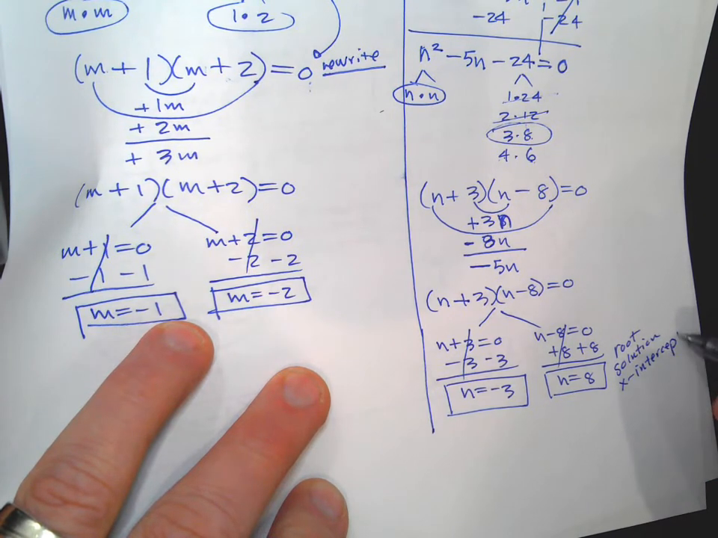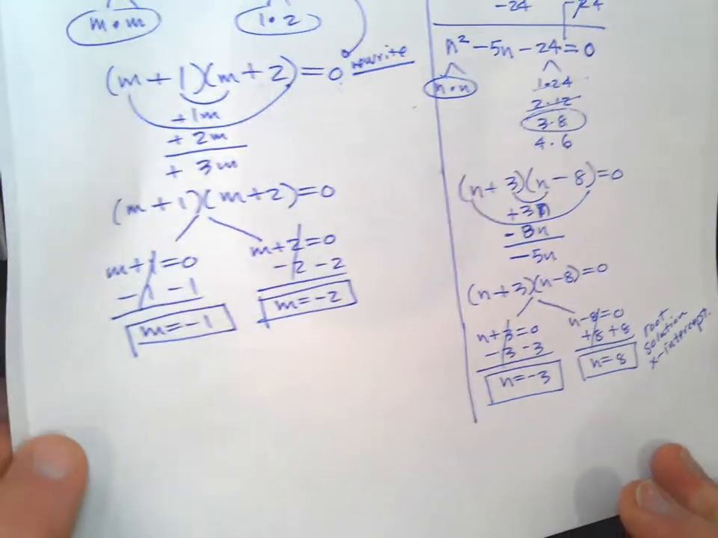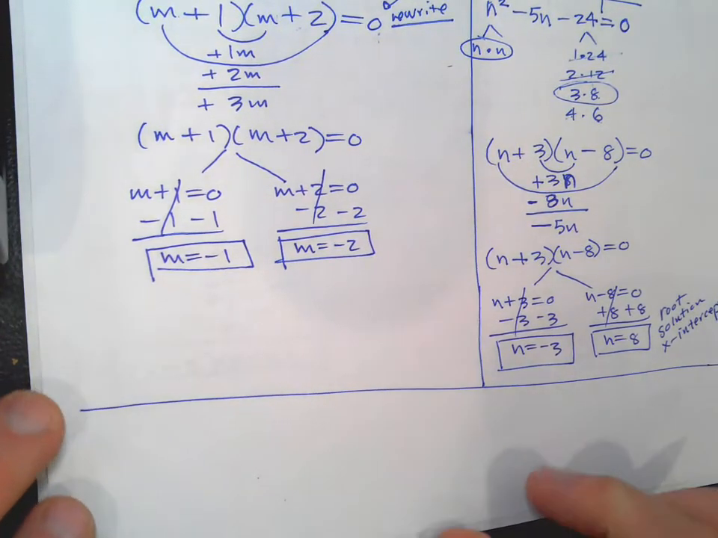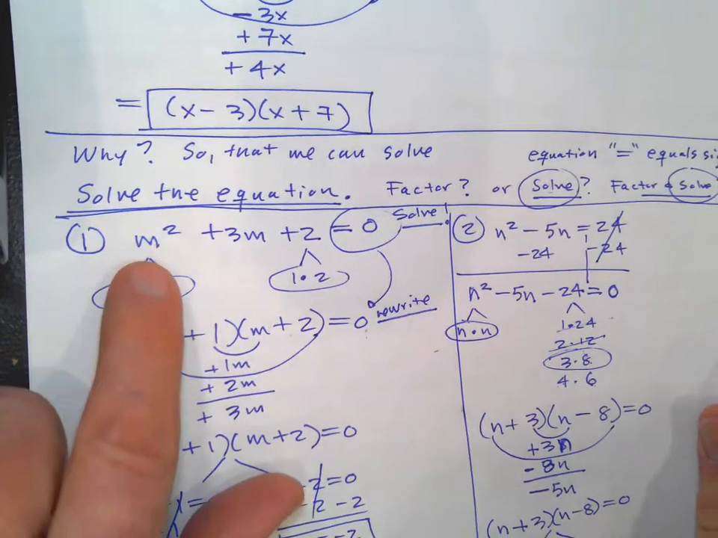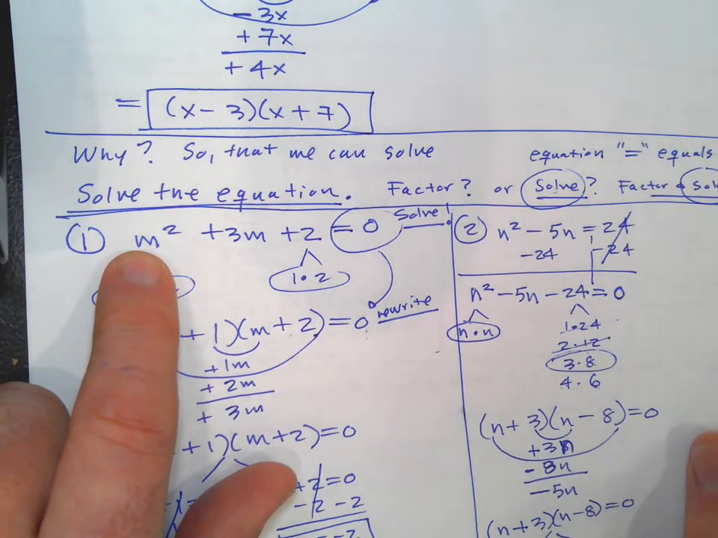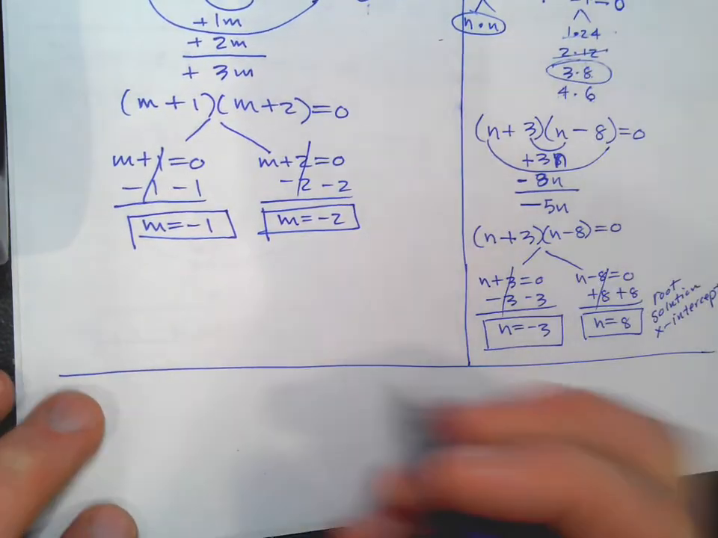So the big new thing today is factoring at the beginning, and how do we factor these new kinds of trinomials. When there's a number in front of that first letter squared, things get a little more complicated. We'll talk about that next time.